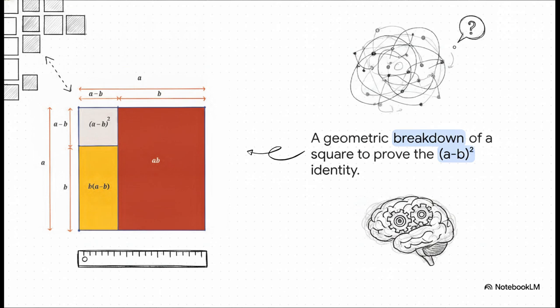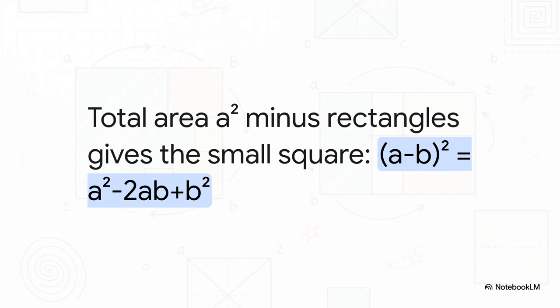Those letters aren't abstract symbols anymore. They represent actual physical lengths on a square. And our goal here is to find the area of that gray square in the top left, which is a minus b all squared. So to isolate that gray square, you don't memorize a formula. You literally take the whole giant square, a squared, and you chop away the pieces you don't need. You subtract the area of the large red rectangle, you subtract the yellow rectangle, and through that physical geometric subtraction, you arrive at the famous identity, a minus b squared equals a squared minus 2ab plus b squared. By pulling away those smaller rectangles, we construct the algebra right before our eyes. No memorization required. You literally just picture a square being cut up.